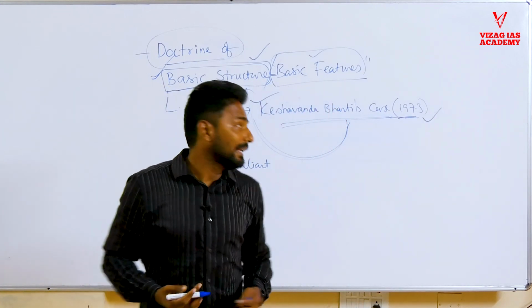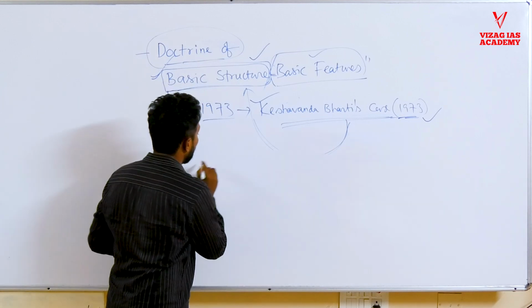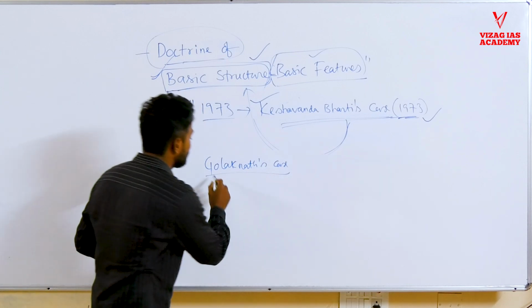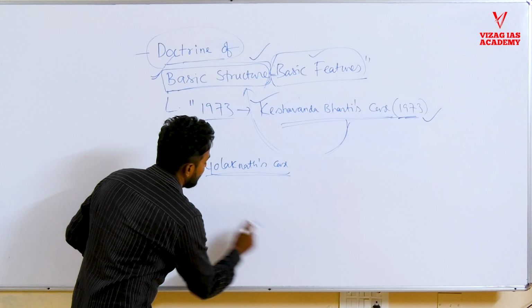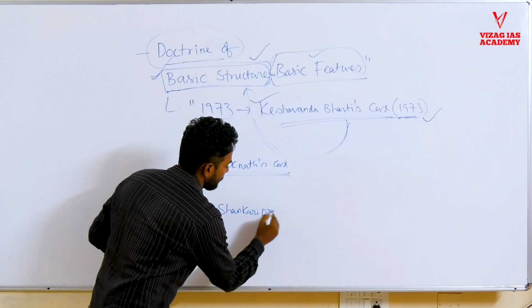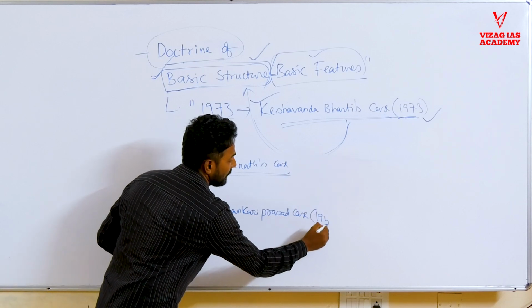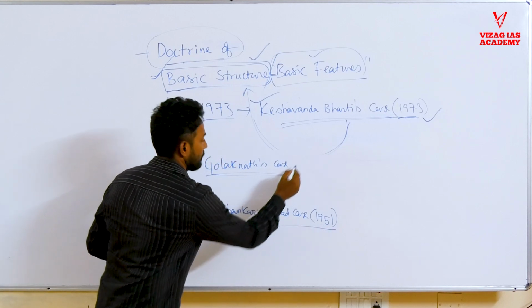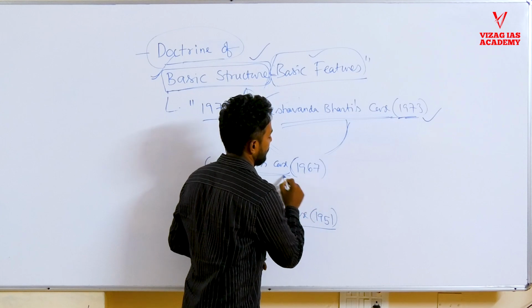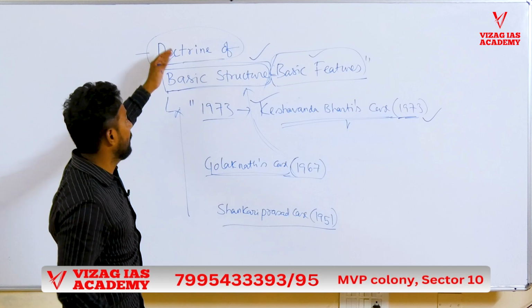Before that, in 1967, there was another case called Golaknath's case. Even before that, there were a number of cases like the Shankari Prasad case (1951). So this is the evolution of the concept of basic structure.